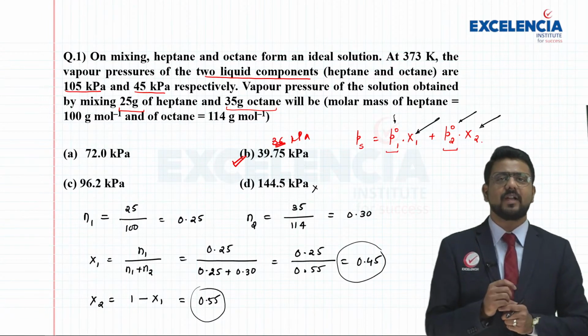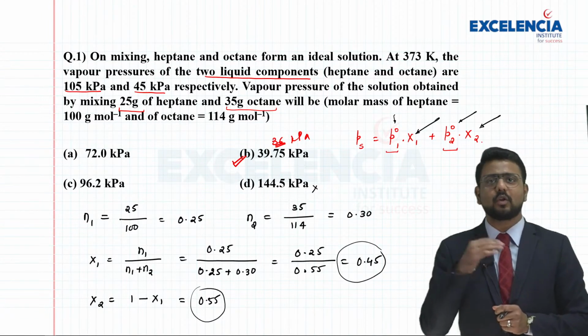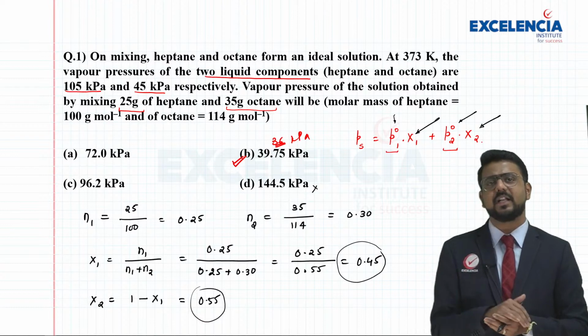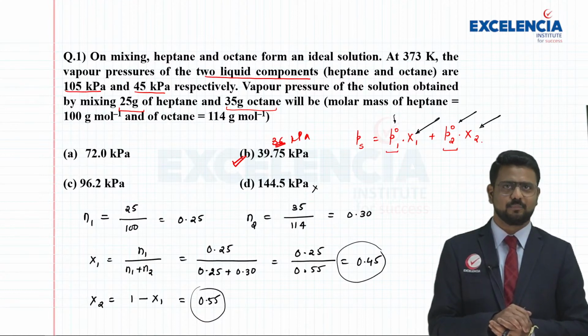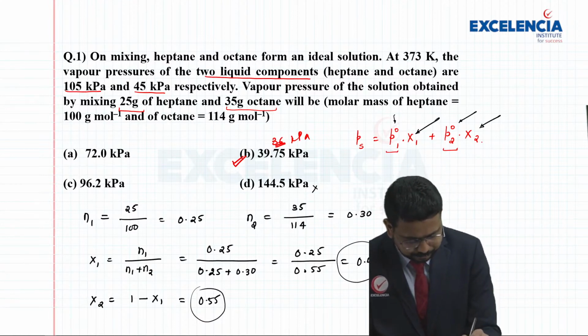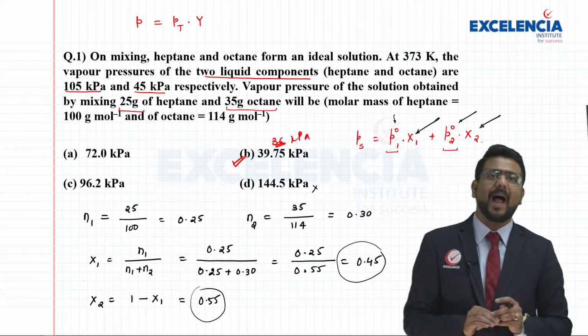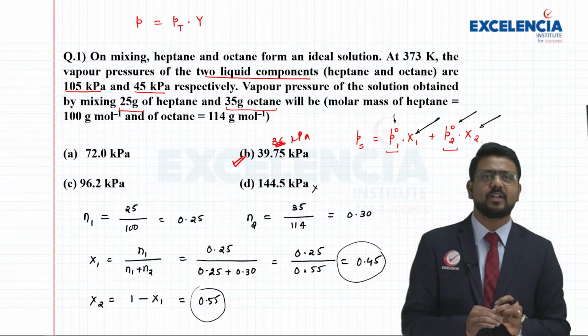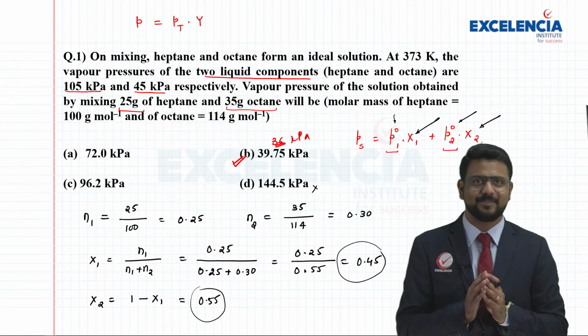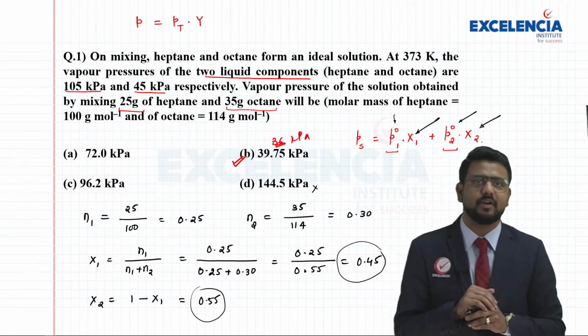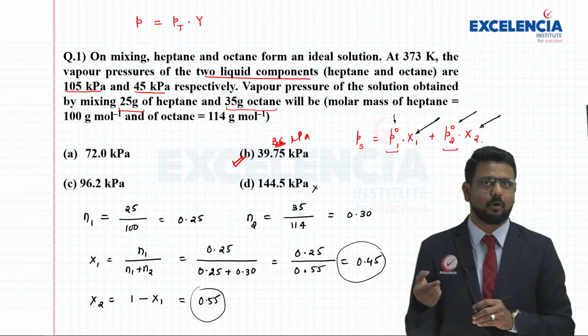So if they are asking you to find the mole fraction of any component in the vapor phase, we can directly use Dalton's law of partial pressure, right? The partial pressure of any component is nothing but the total pressure multiplied by the mole fraction. Here, Y is the mole fraction of the component in the vapor phase. This relation is as per Dalton's law.